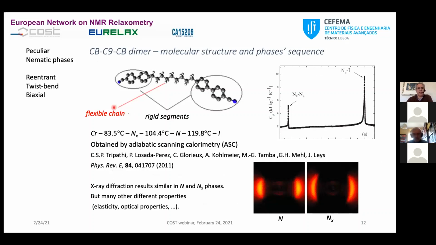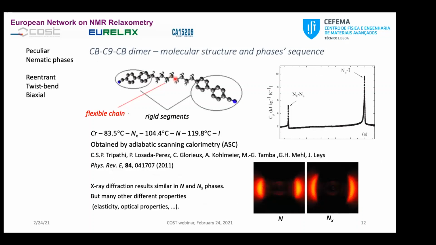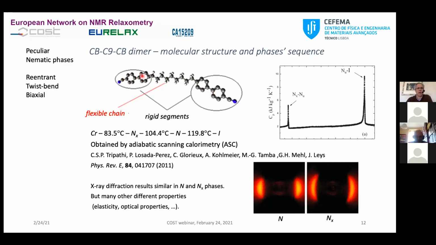One of the systems that has attracted some interest in the last years is a system where you have two phenyl rings and a little bit of a chain. So it's a kind of 5-CB compound, but attached to a twin by a chain. So you have kind of two 5-CB molecules attached to each other. This still looks like a rod, slightly bent, but this molecule presents a slightly different sequence of phases. It has a typical nematic phase, but it has a more fancy phase at a lower temperature.